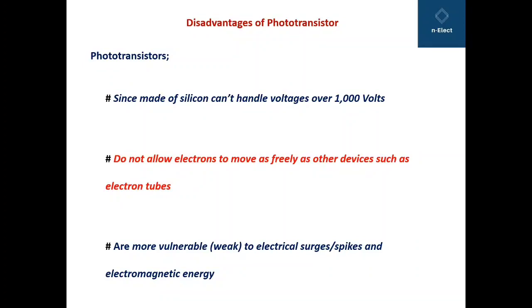I hope the idea of optical sensors, their characteristics, different kinds of optical sensors, their advantages, disadvantages, construction, and working of the phototransistor is clear to you.